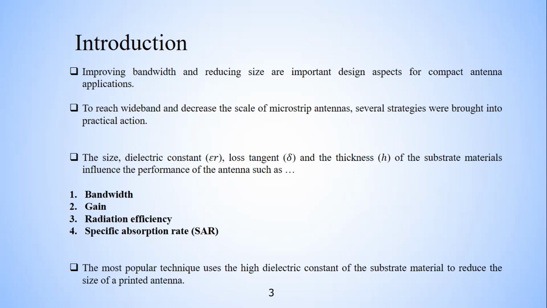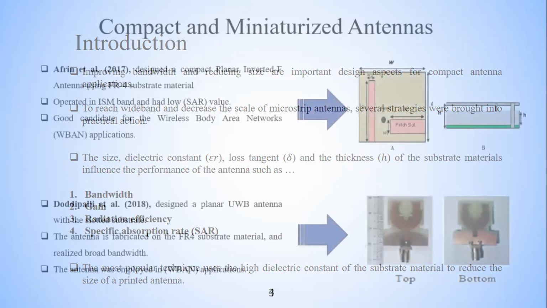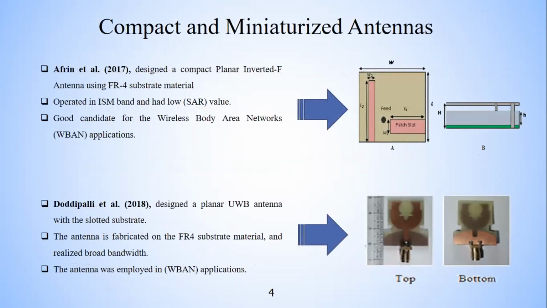I mean the performance like bandwidth, gain, radiation efficiency, and specific absorption rate, which is the part that affects the human body. I mean the radiation that is absorbed in the tissues of the human body in 1 gram of tissues and 10 gram of tissues, which should always be less than 2, according to the Federal Communications Commission, FCC. So the most popular technique is to use a high dielectric constant of the substrate material to reduce the size of the printed antennas. I'm going to talk about different works given on compact and miniaturized antennas.